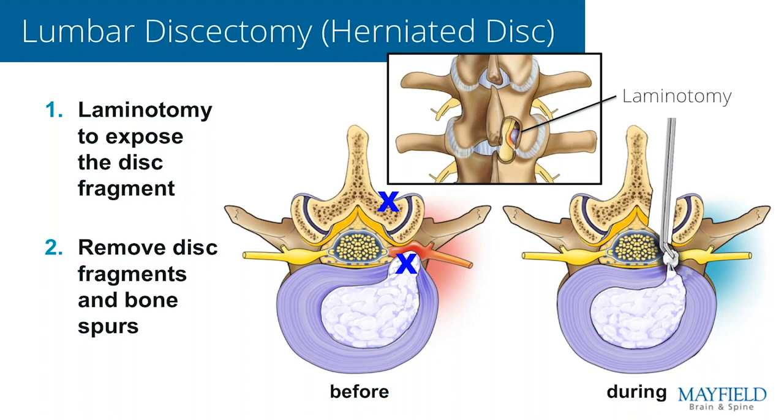And then they remove the portion of the disc that's ruptured. They don't remove the entire disc. And then the other thing that they do is they go in and clean out any bony overgrowth in the canal and in the foramen that's needed.